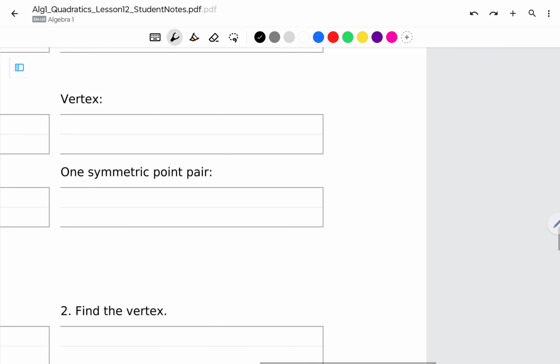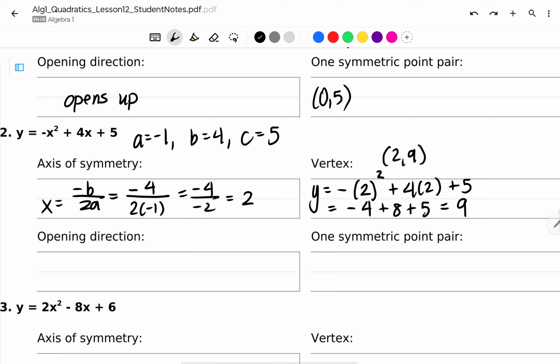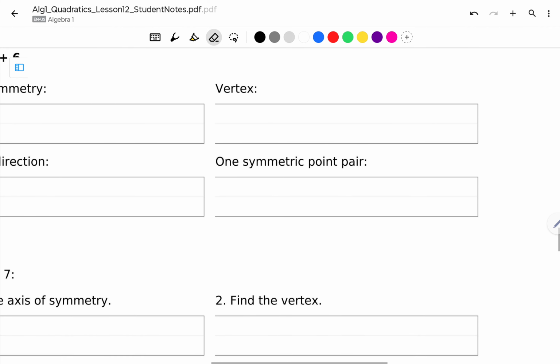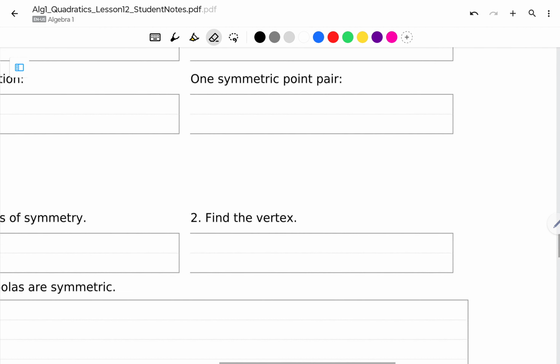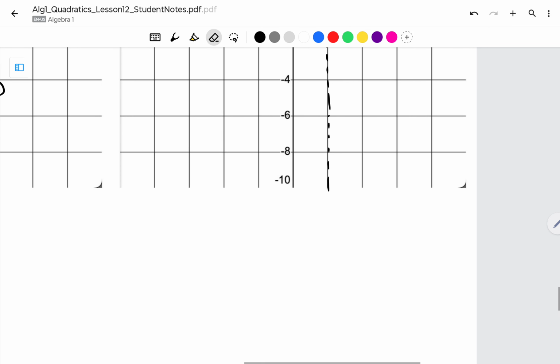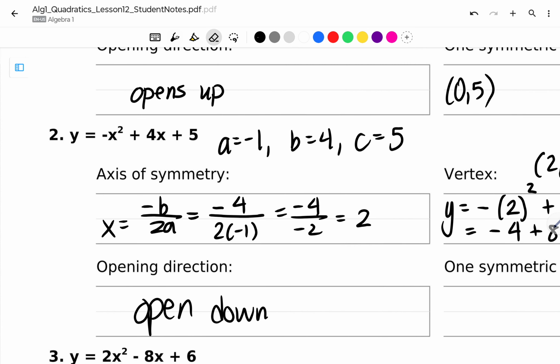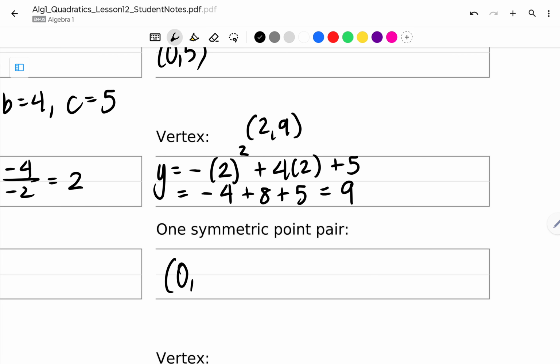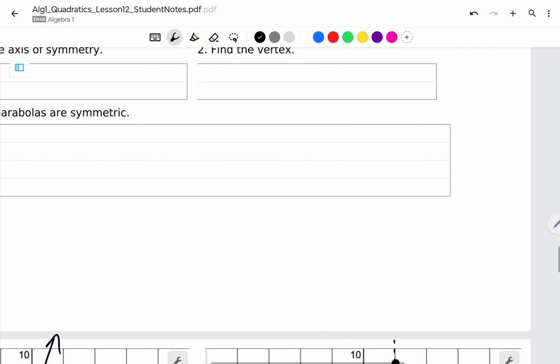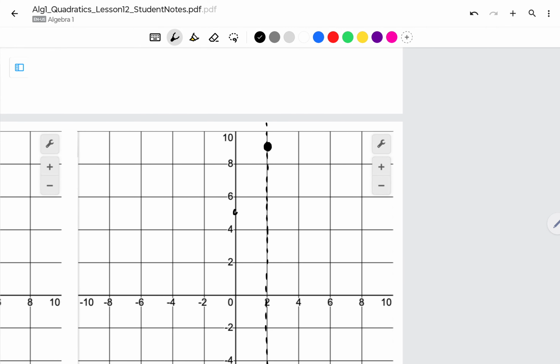Okay, and then here, is it going to be opening upwards or downwards? And this is our first example of opening down, right? Because the A value is negative. Let's find some symmetric point pairs. It looks like it's going to cross the y-axis at some point, right? When is it going to cross the y-axis? I see it as +5 here. Okay, so when x is 0, it crosses the y-axis, so the y-intercept is 0 and 5 right there. Can do the same thing on the other side.